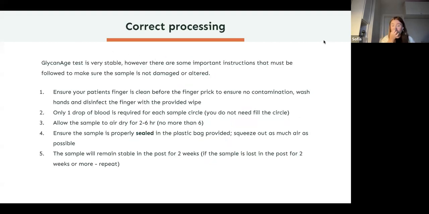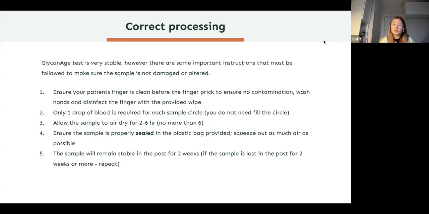The correct processing of the samples is very, very important here, because while the GlycanAge is very stable, there are some important instructions that you need to follow to make sure that the sample is not damaged or altered in any way. The first thing we need to do is ensure that your patient's finger is clean before the finger prick, to ensure that there is no contamination. We usually recommend to wash the hands, and then disinfect the finger with the provided alcohol wipe.